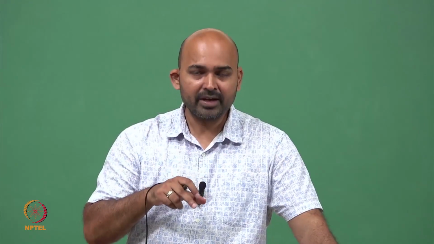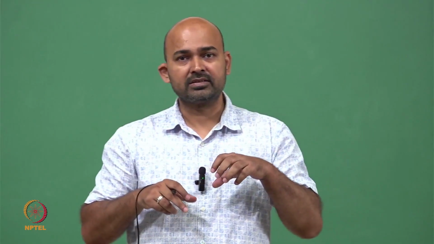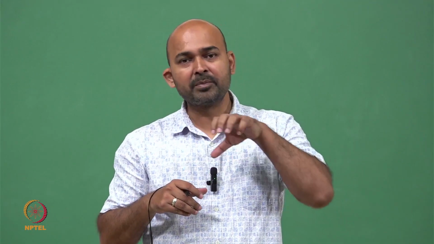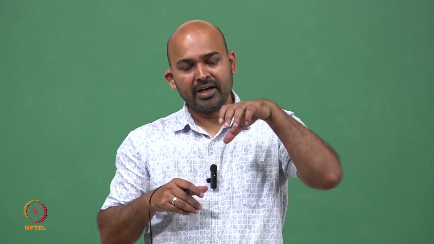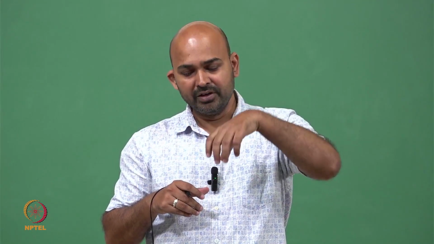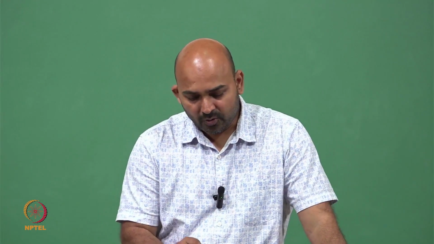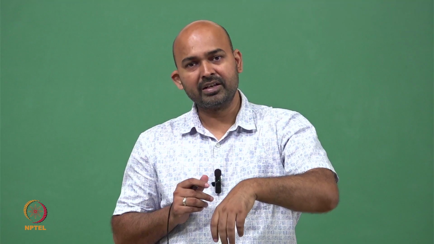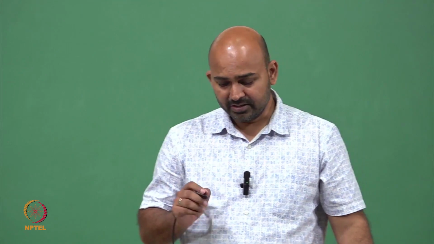Now we apply the magnetic field along the hard axis. So this is not along the mechanical length, this is perpendicular to the mechanical length, and we are applying a magnetic field on this material. Now if we change this magnetic field, let's say from -20 to 20, for example, we change the direction. In negative it was in the negative y direction. When it is 20, it's in the positive y direction.